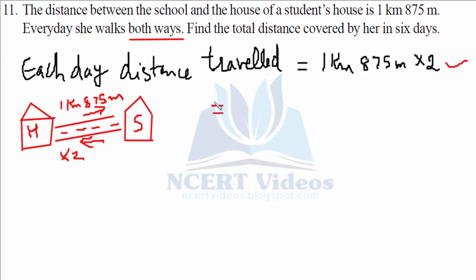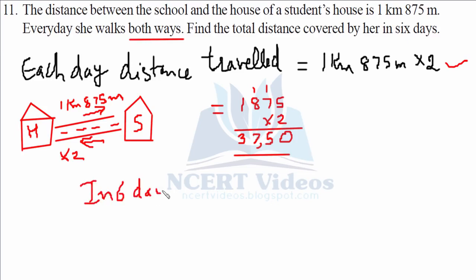So this is 1875 into 2. Why 1875? Because it is a simple conversion. 1 kilometer equals 1000 meters. So total distance in 1 day 3750. Comma has been placed wrongly. It would be after 3. So it gives you in 6 days, that is 3750 into 6. Just multiply it. We don't have to use 0. As I've stated earlier, simply multiply 375 by 6.